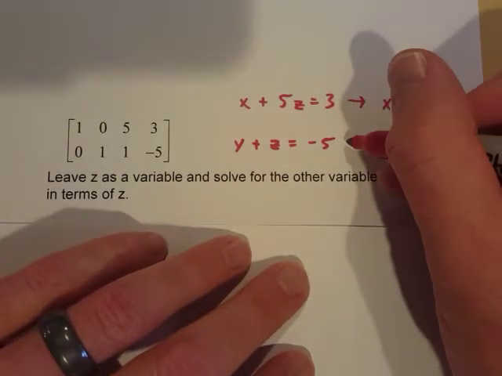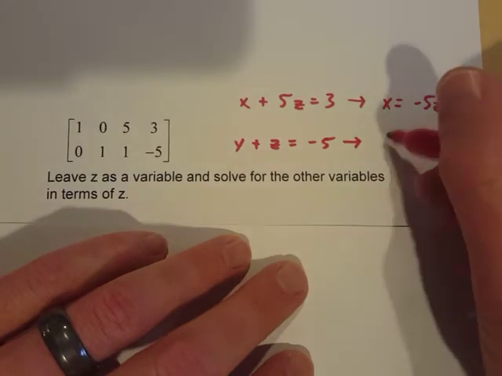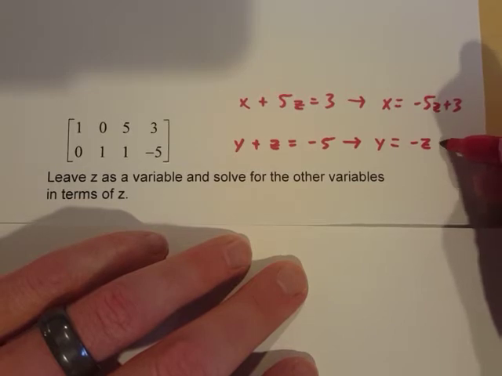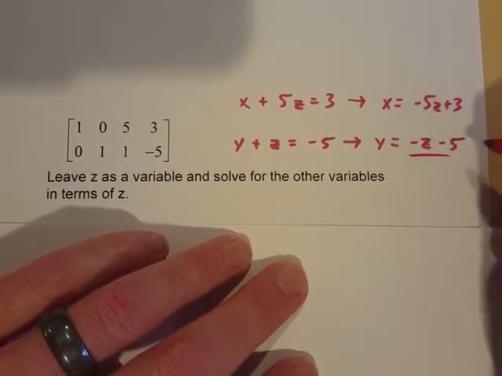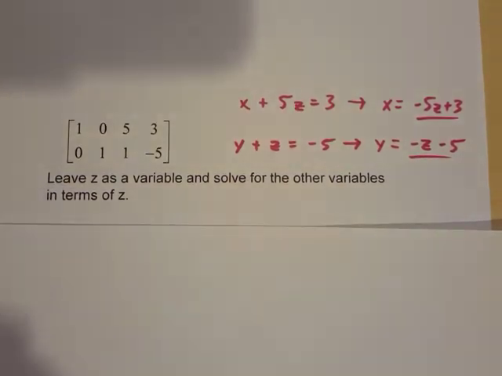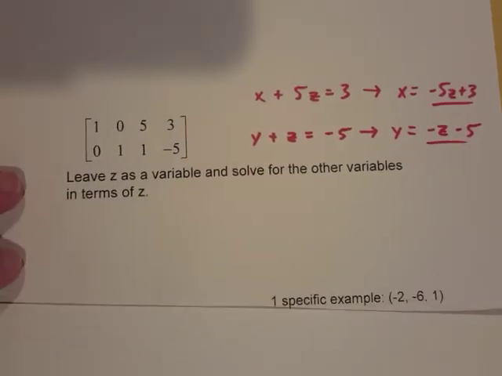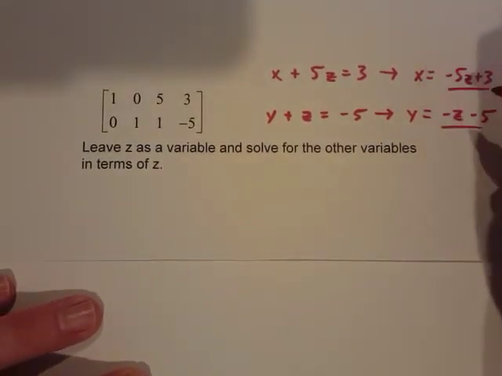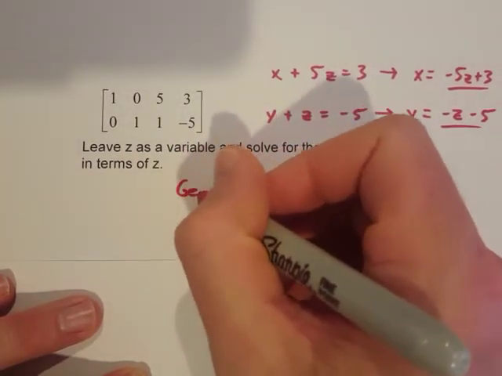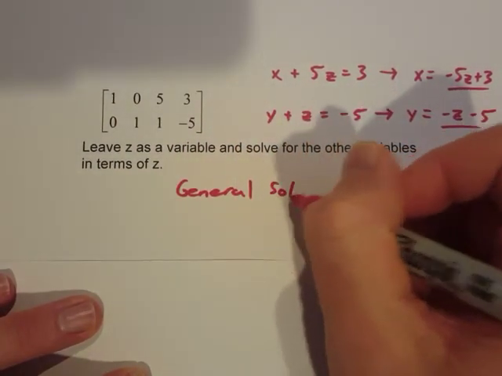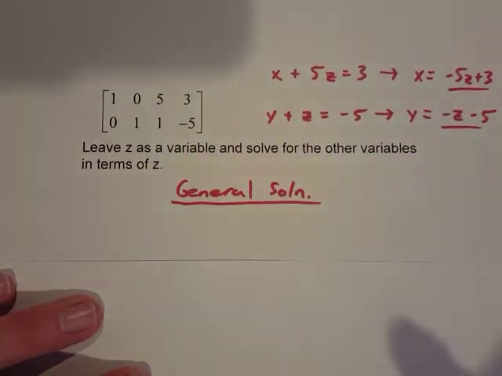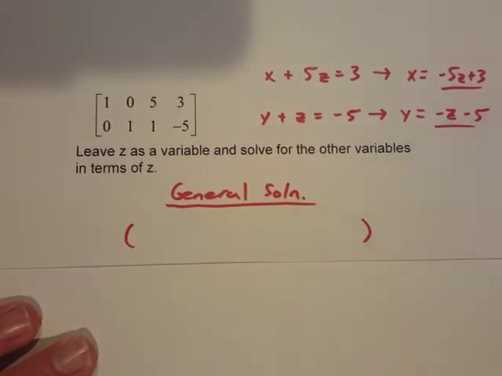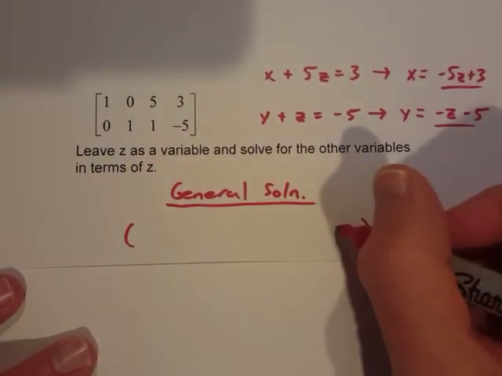Then I do the same thing to the second equation: I subtract z from both sides, and y is equal to negative z minus 5. So x is equal to this, y is equal to this, and z is still just z. Now we're going to use this for x and this for y to make what's called a general solution for infinite answers. It's going to be an ordered triple, so I'm going to put parentheses around it. z is just going to be z.